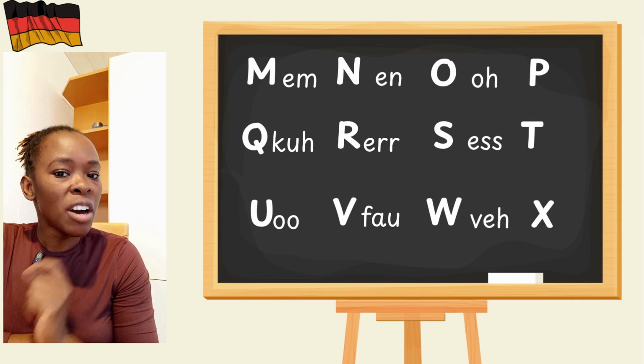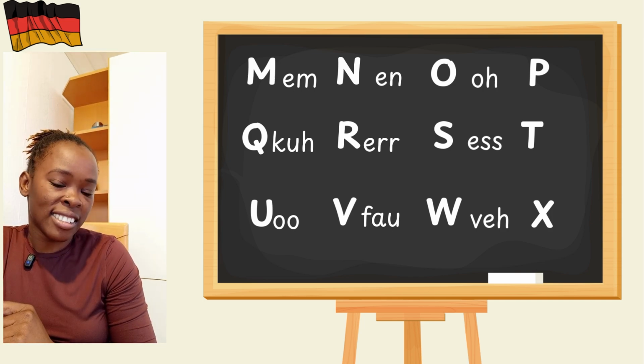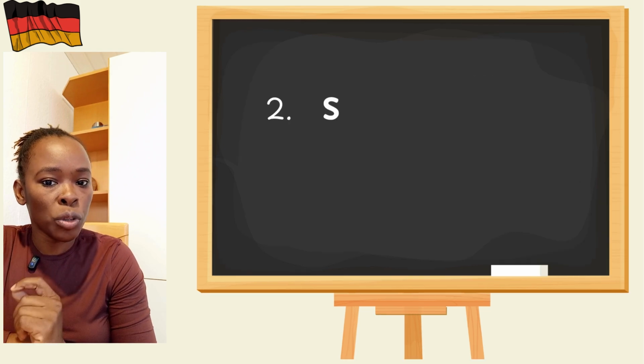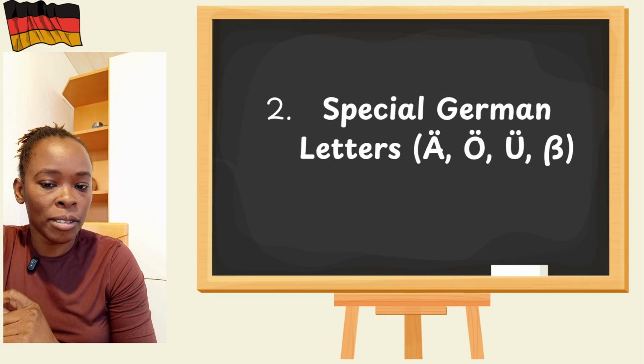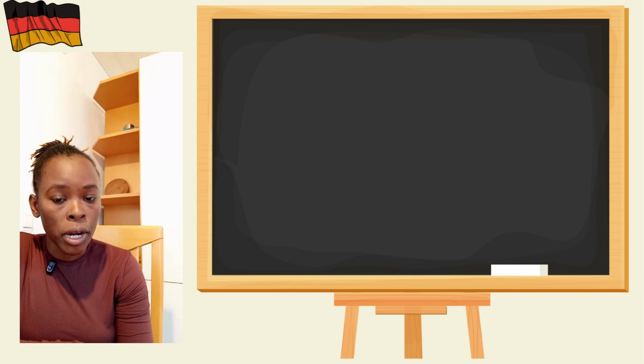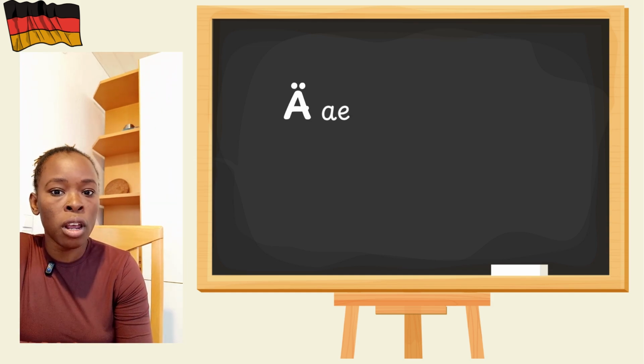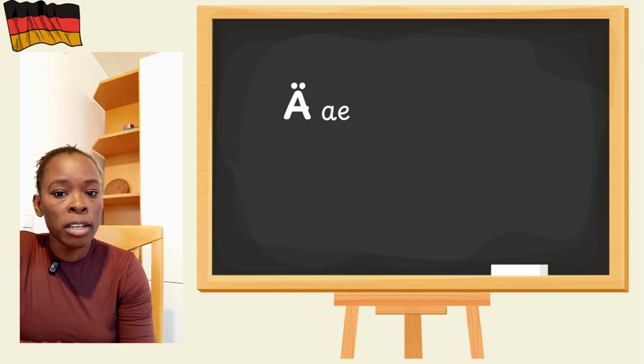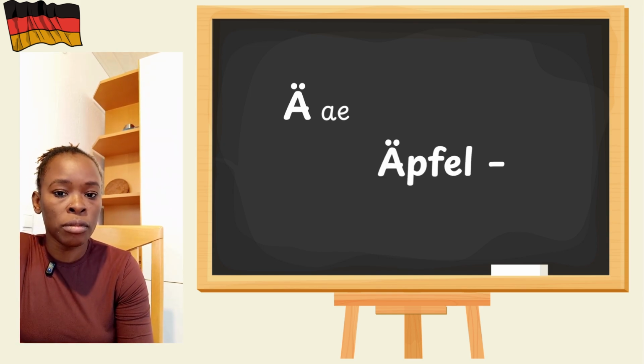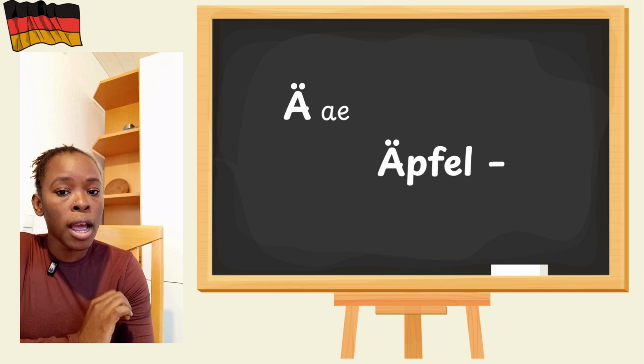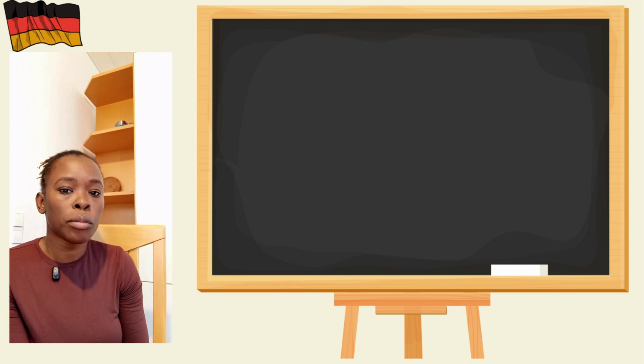Super! You now know all 26 letters. Now let us look at the special letters. Number 1, Ä. Example in a word, Äpfel, meaning apples.